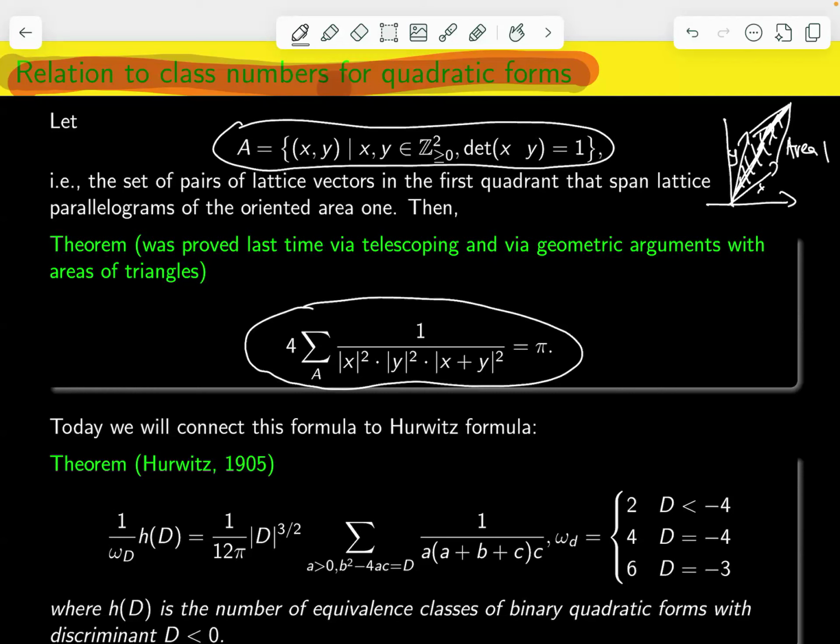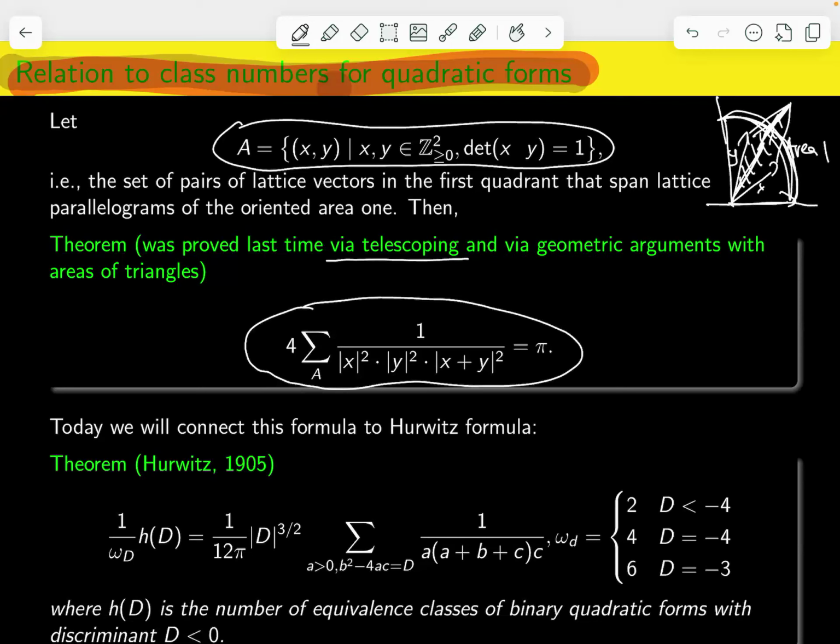And last time we had 2 proofs of this formula. One was via telescoping. We presented each term as a sum of 3 terms, such that when we sum all of them, most of them cancel, and then by some asymptotic consideration, we found that it's proportional to the angle here. That was one proof. And the second proof was even more geometric. That was about just areas of triangles.